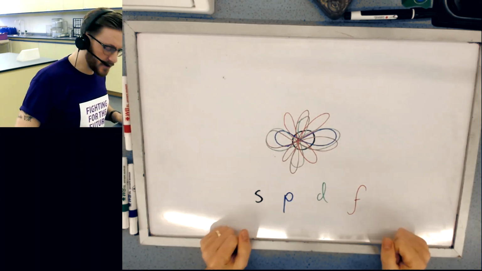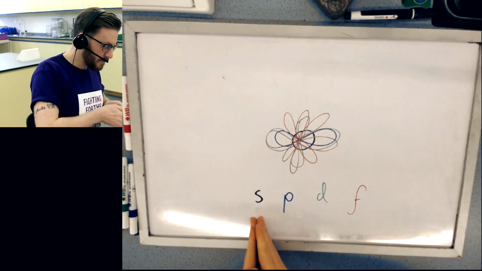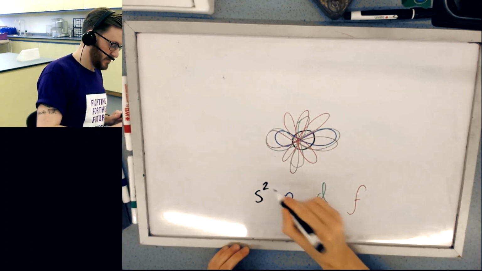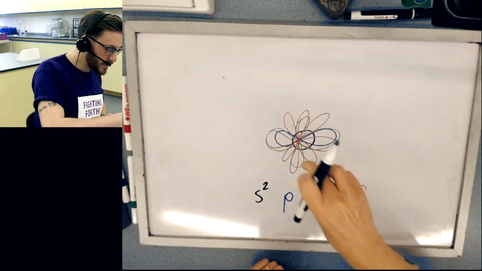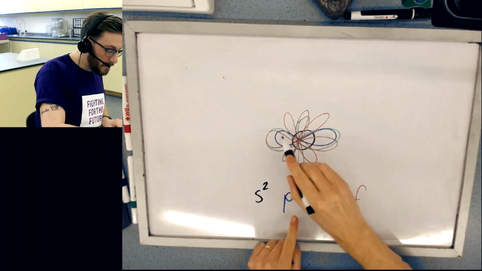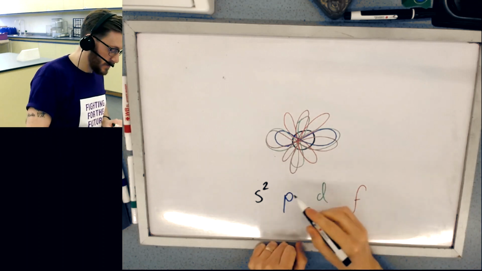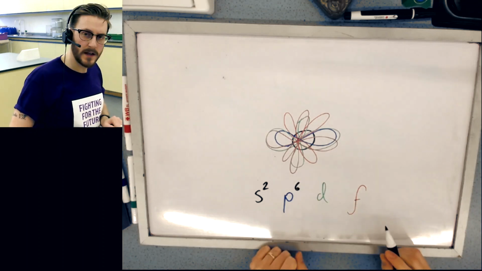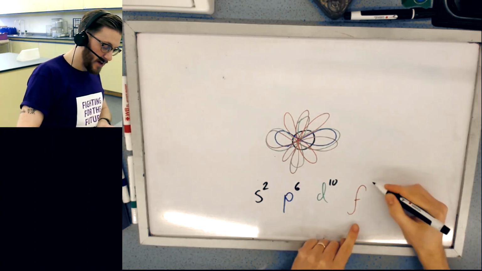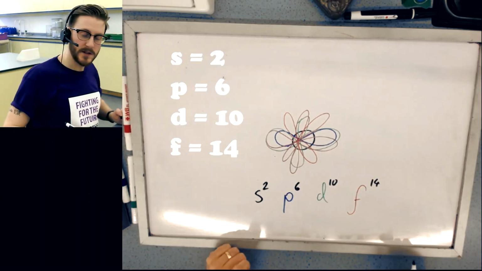For what I'm talking you through right now, we're going to say that my s orbital is the smallest orbital, and it can only hold two electrons. So within that small little sphere, the s orbital can hold two. My p orbitals can hold up to 6 electrons. My d orbital can hold up to 10, and my f can hold 14.